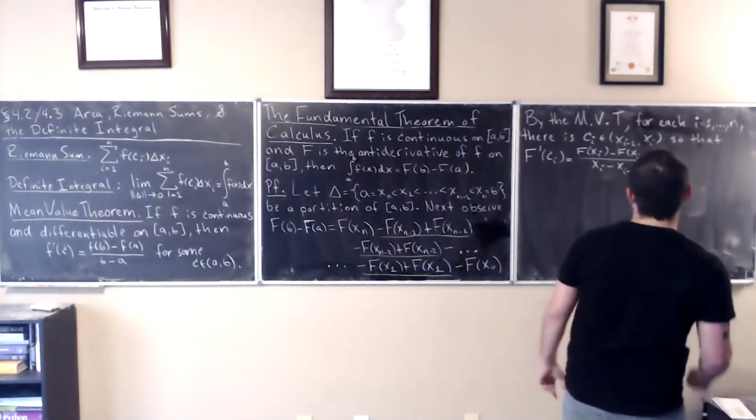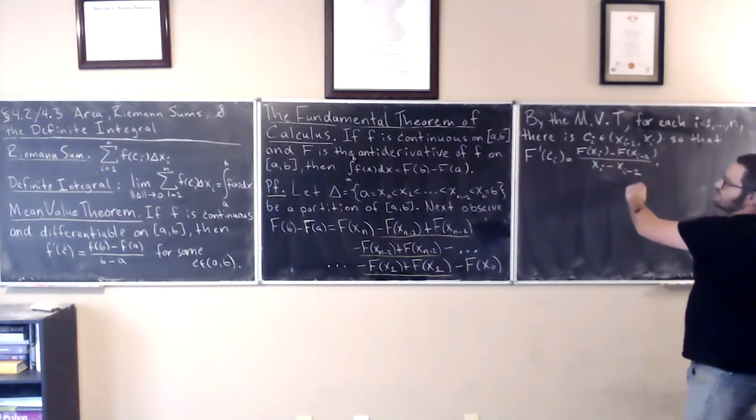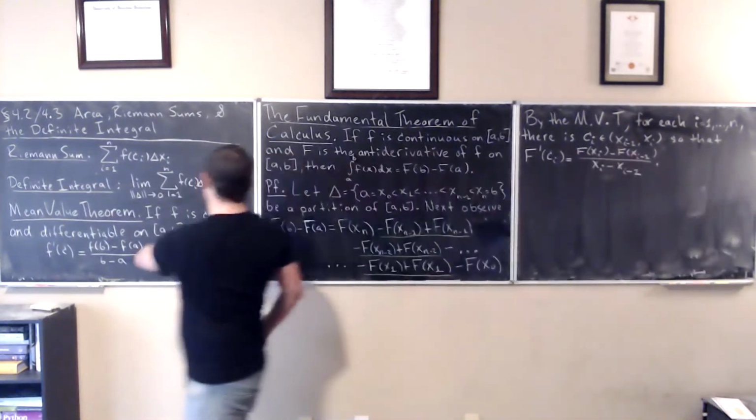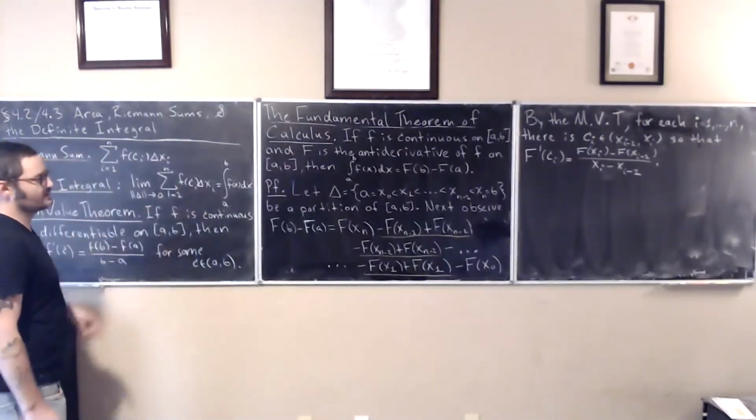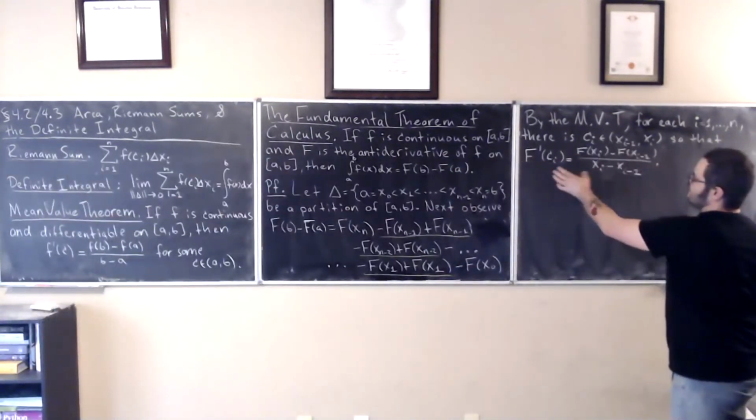Okay, y'all can read that. That's like your B and your A, your B and your A. So for each of those sub-intervals, I'm applying the mean value theorem to capital F, and I get that that's true.